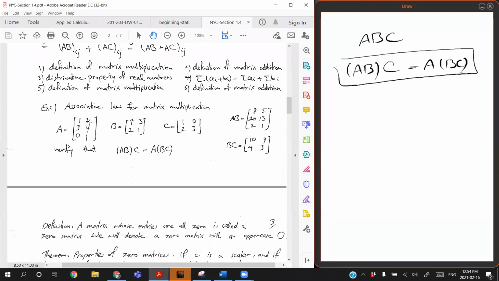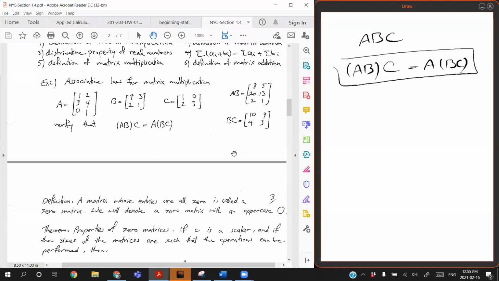When A is a 3 by 2 matrix, B is 2 by 2, and C is 2 by 2. If I multiply A and B, and then multiply the result by C, or if I multiply B and C first, and then do A times BC, do I get the same answer? You can check that. You'll get the same answer. Any questions?